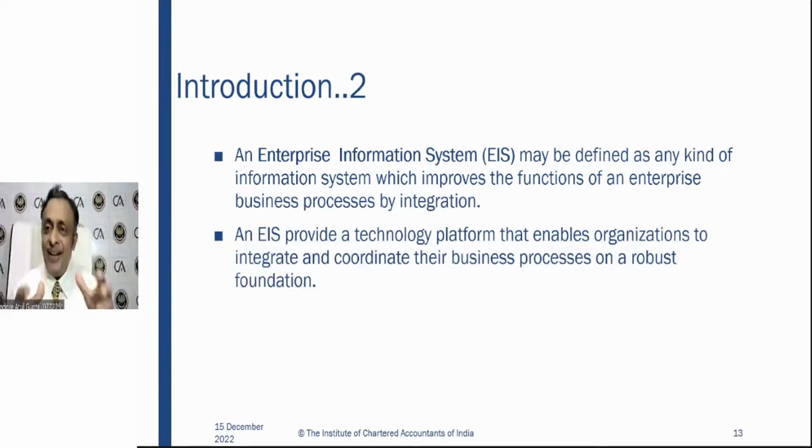So what you're basically looking at is the objective and purpose. When I say enterprise information system, what I am looking at is how to integrate the business processes of my enterprise. EIS provides a technology platform that enables organizations to integrate and coordinate their business process on a robust foundation. Absolutely fantastic. Once an organization starts working, once they put their business process in place, then you start the process of integration. So all of you answered correctly. Business process is born first.